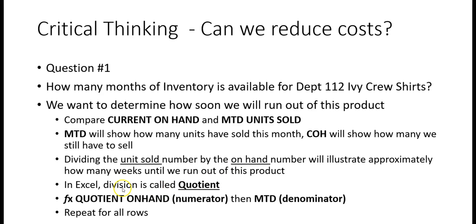In Excel, division is called a quotient. So when we get to the quotient formula bar, we'll need to remember to type this in. Okay, we are going to use the function, and it's going to look something like function quotient of on hand, which will be our numerator, and then our month to date as denominator. We'll repeat this for all rows.